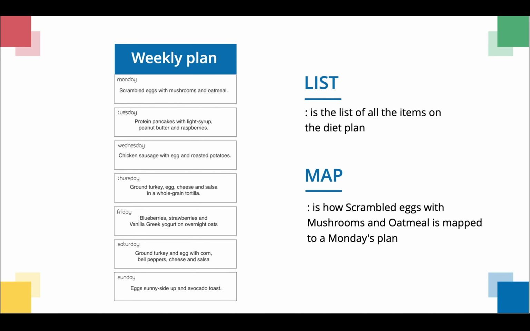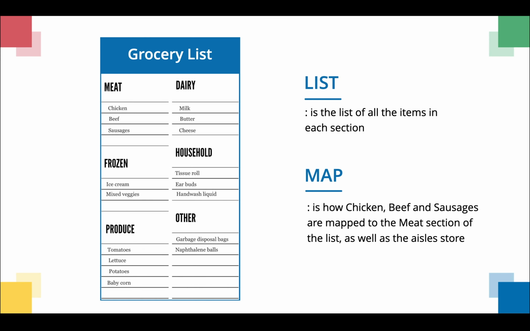Okay, I'll give you another one. In your monthly grocery list, it is the items on the list that is the list versus the items linked to your grocery section, which is the map. If you look at the list, you have like chicken, beef, sausage, ice cream. Now, all of that is a list. The fact that you can find milk, butter, and cheese in the dairy section of the grocery, now that's what map is.